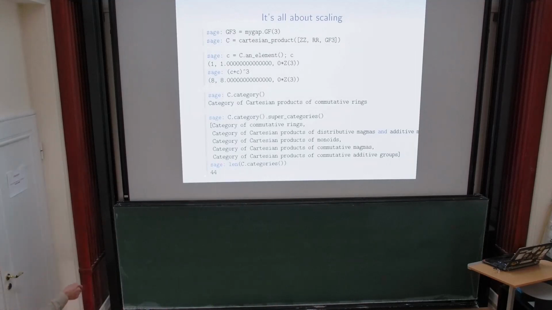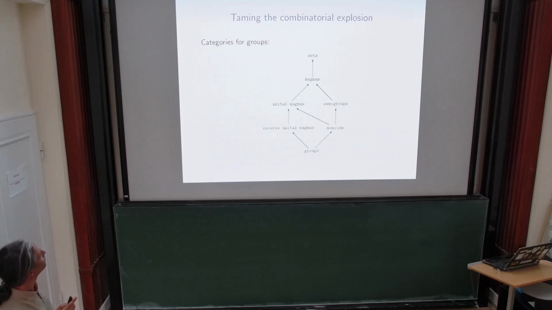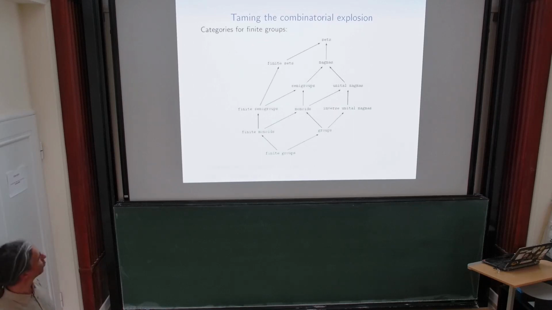All right, so at the end of the day, all the different things that you get from this come from 44 different categories. So I've been really picking up stuff from many different places. So let's see what it looks like. This is the category for groups. This is the category for finite groups. So here groups, and then you have these finite groups, finite monoid, finite semigroup, finite sets. Not all of them have code about finite inverse unital.